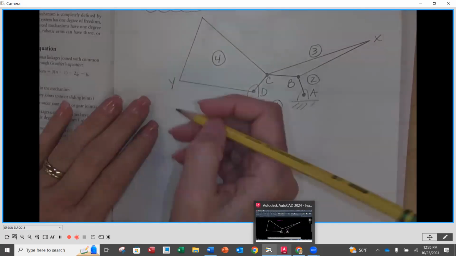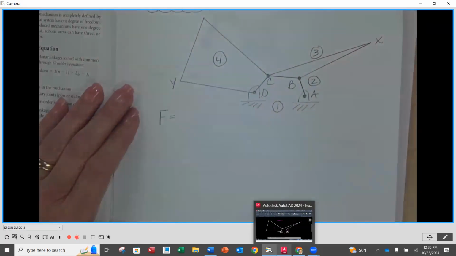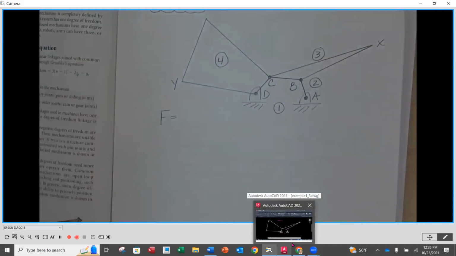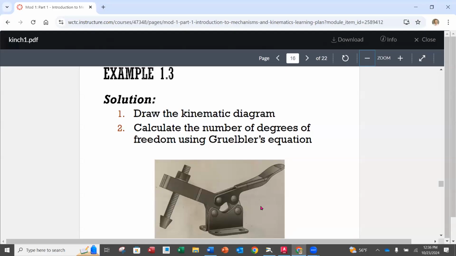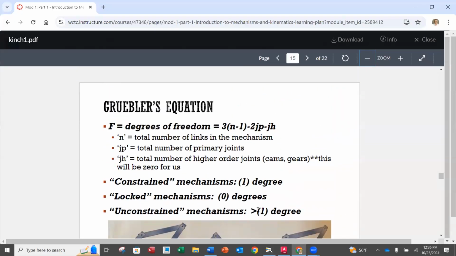Okay, so my equation is going to be F is equal to, and if you need to go back to the PowerPoint, I'll show you where it's at. It's just right up here. F is equal to 3 times (N minus 1) minus 2JP. And I'm going to leave off the minus JH because we don't have any higher order joints. Okay.